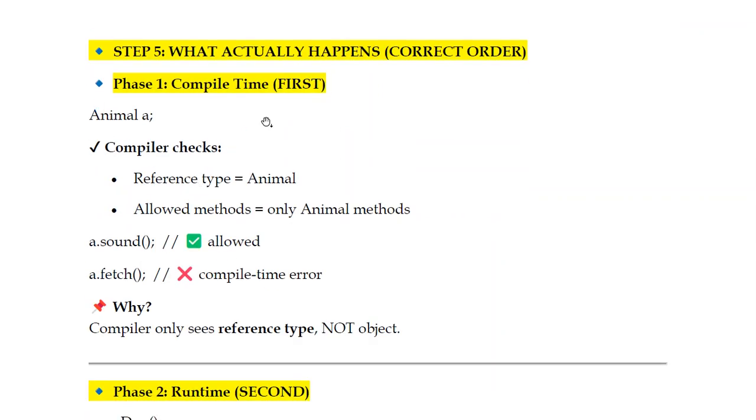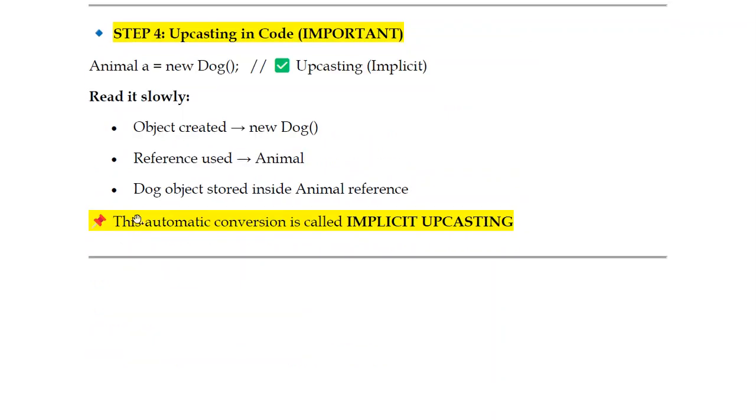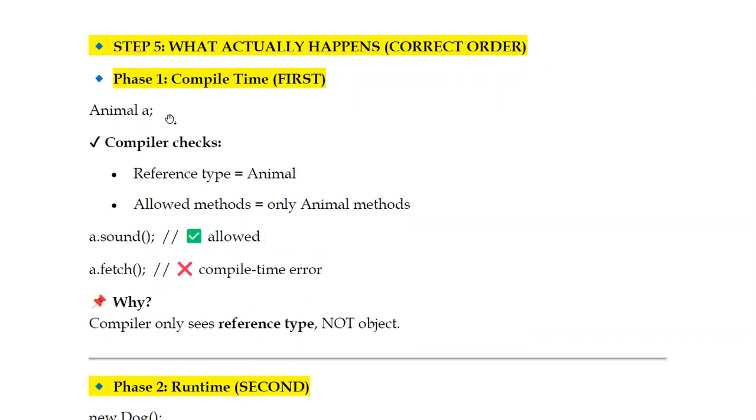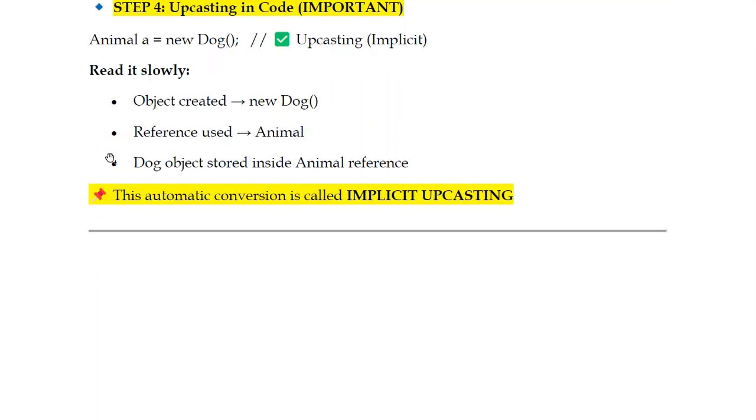So, the fifth one: what actually happens? We'll discuss the correct order. Phase one, compile time. The compiler checks whether the reference type is Animal or not. Yes, the reference type is Animal. This is what the compiler will check first. The base class, parent class name, is present.